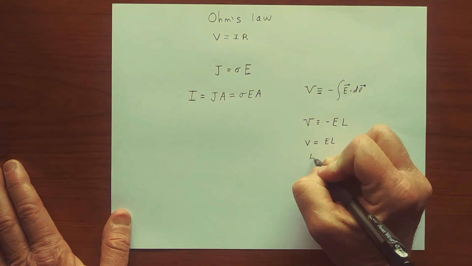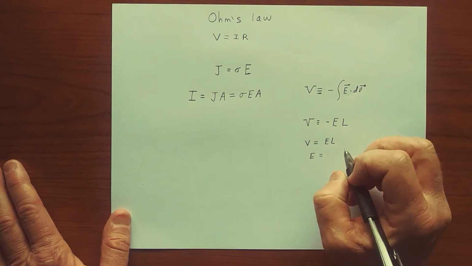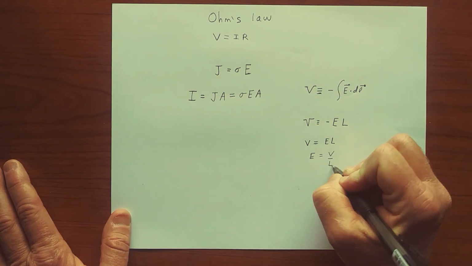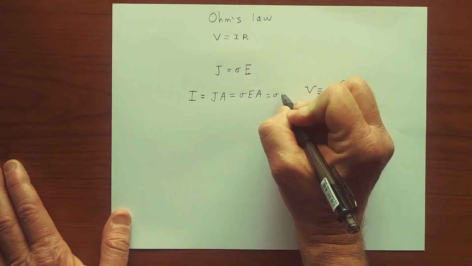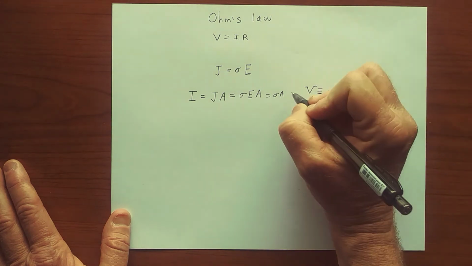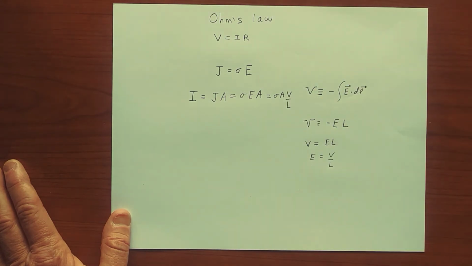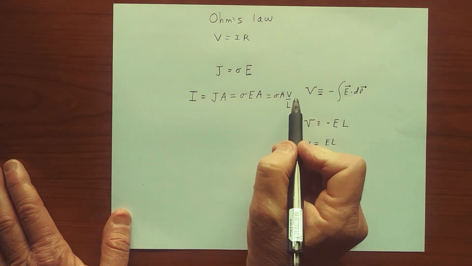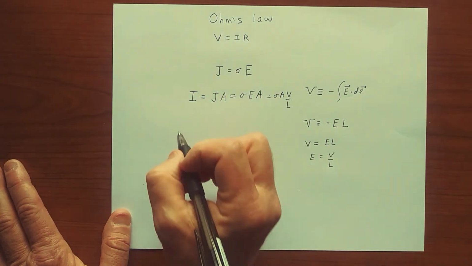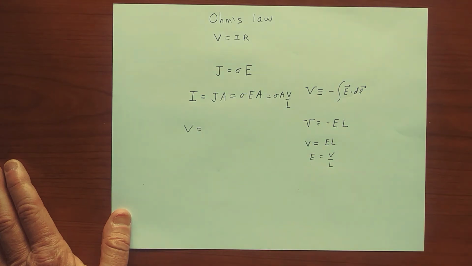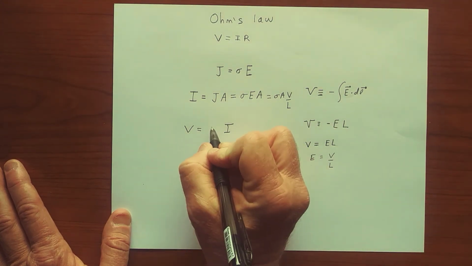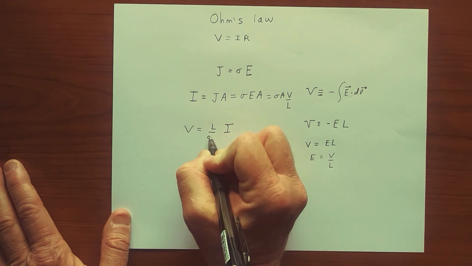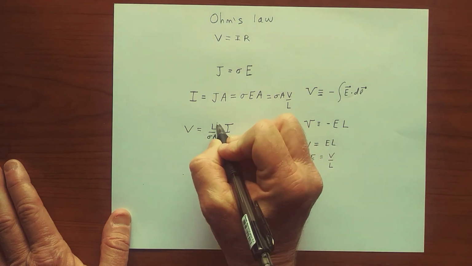And so the electric field, the constant electric field in this case, is just the voltage over the length. So we can replace that and make this sigma A times voltage over length. And so we can now notice that we are almost here. We can say that voltage is equal to current times some quantity, which is L over sigma times A.